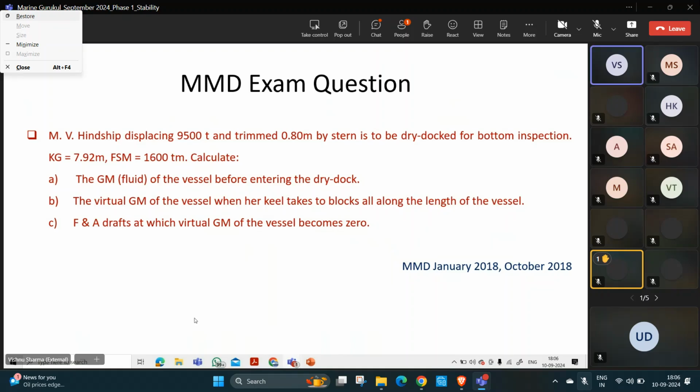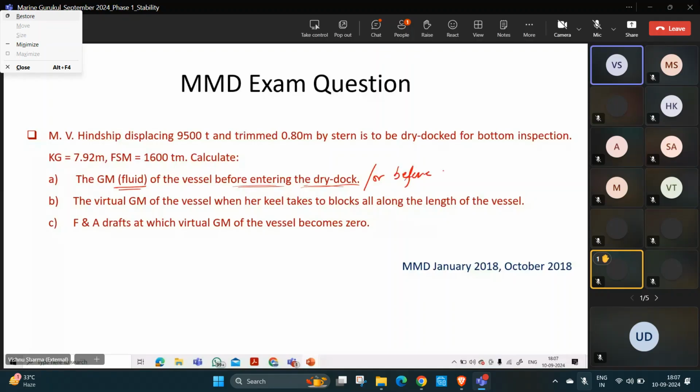It has come twice. I think it is in your assignments also, which I'll share, but we can do it here, no problem. MV Hinge, a ship displacing 9,500 tons and trimmed 0.8 meters by the stern, is to be dry docked for bottom inspection. KG 7.92, FSM so much. Calculate her GM fluid before entering the dock, before touching the blocks.